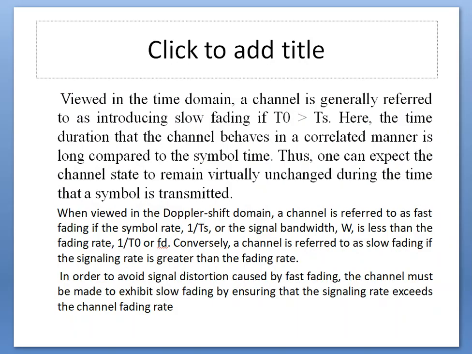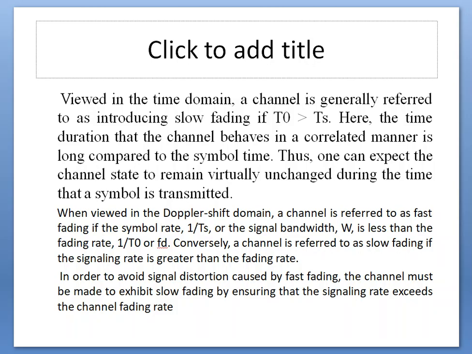Viewed in the time domain, a channel is generally referred to as introducing slow fading if T0 is greater than Ts. Here the time duration that the channel behaves in a correlated manner is long as compared with the symbol time. Thus, one can expect the channel state to remain virtually unchanged during the time that a symbol is transmitted.